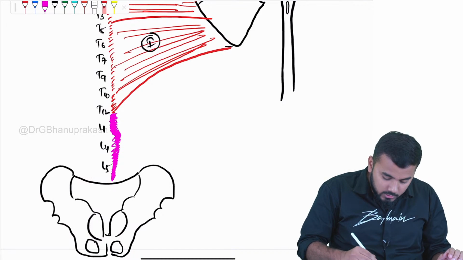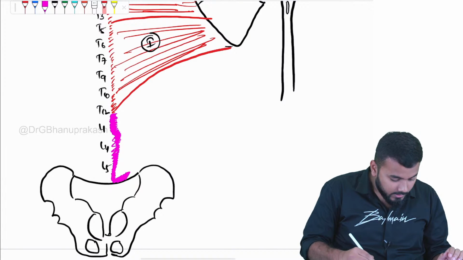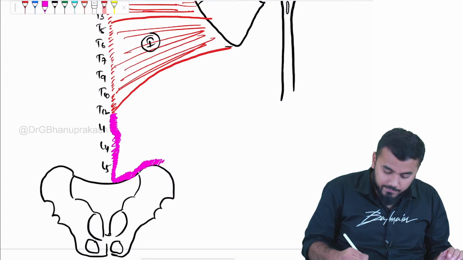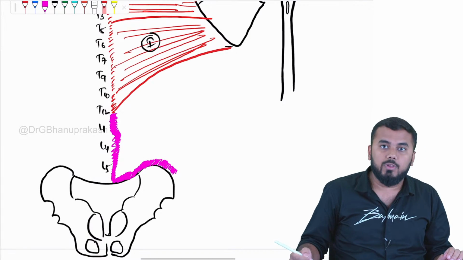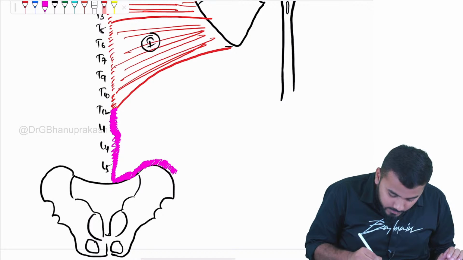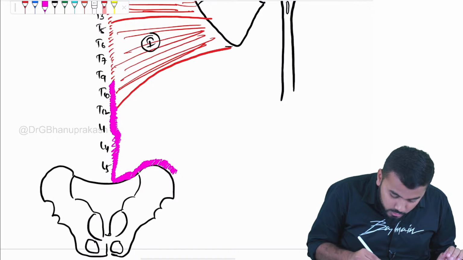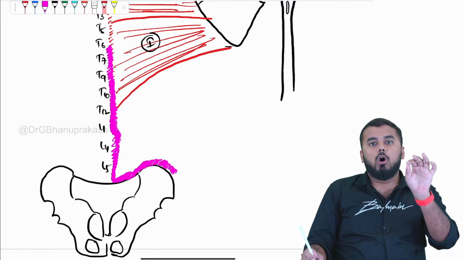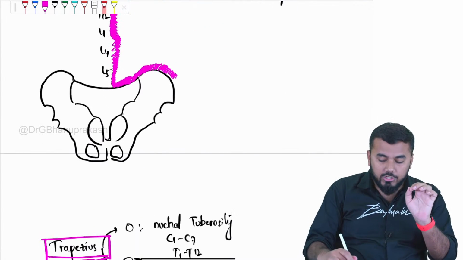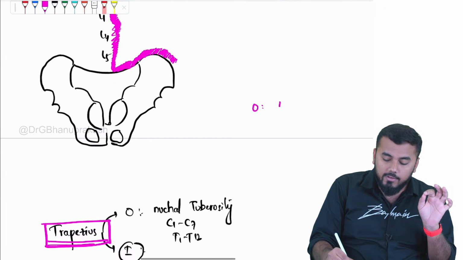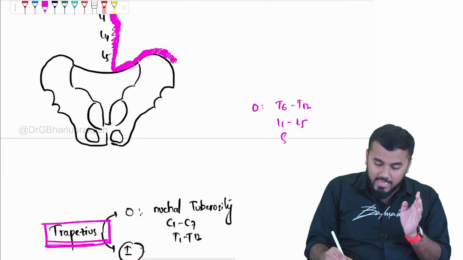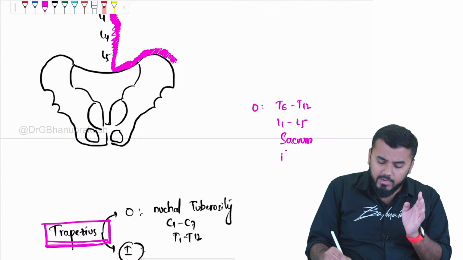And look here, this muscle is also starting from the sacrum and all the way till the iliac crest in this way. Above, it goes all the way up till T6. So if I ask the origin of this muscle, what will you tell? Origin is from T6 till T12, L1 to L5, and it is also covering half part of the sacrum and the iliac crest.